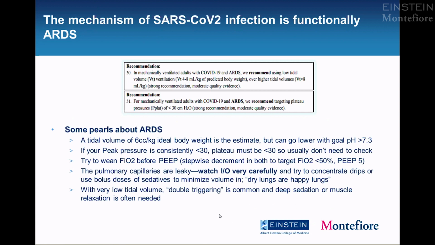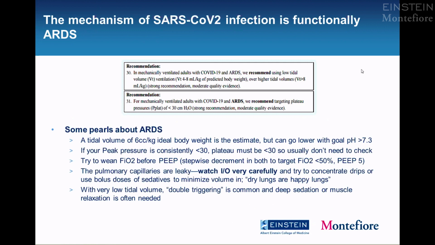Here are some pearls for applying them practically. Number one, as I mentioned, 6 cc's per kilogram ideal body weight is our initial target. You can go lower if the patient is tolerating it, in the absence of any metabolic issues, as long as their pH is staying over 7.3. A small degree of hypercapnia is usually tolerated in order to achieve the larger goal of limiting lung injury.